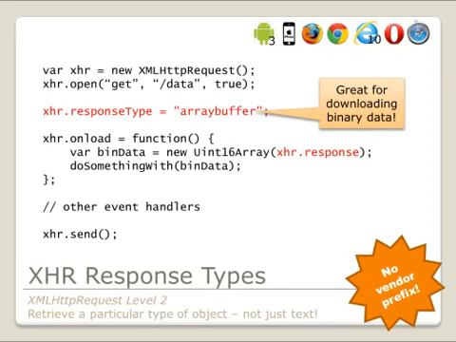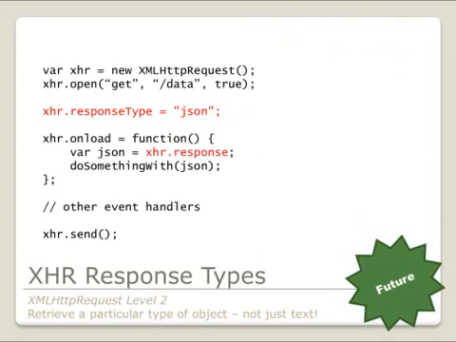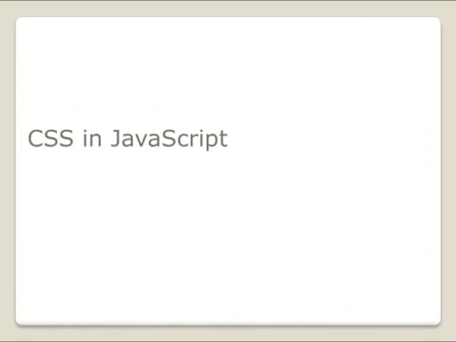And these are all very well supported, once again, Android 3, IE 10, all the other browsers without vendor prefixes. And in the future, you'll also be able to set response type to be JSON, and xhr.response will automatically be a parsed JSON object. This is not currently supported in any browsers. It was just recently added into the specification, so look for that to be coming to browsers soon. That's all for XML HTTP request level 2.